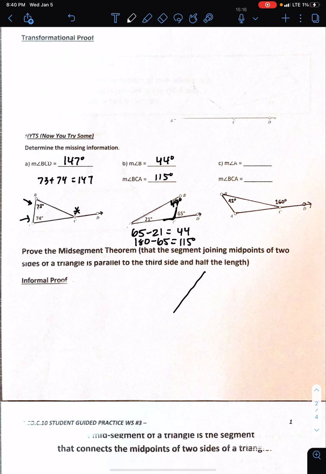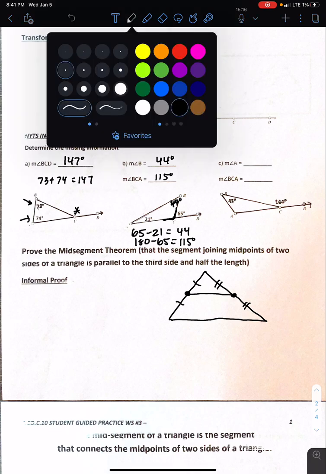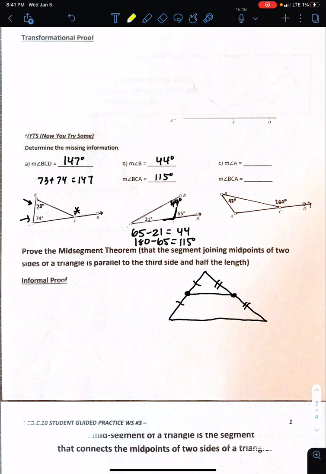So what does that mean? If I have some arbitrary triangle, and I have the midpoint of one side, which of course gives me two congruent segments there, and the midpoint of a second side, which gives me two congruent segments there. When I connect those midpoints, we know that the mid-segment and the third side are parallel. We also know that this third side is twice that mid-segment.